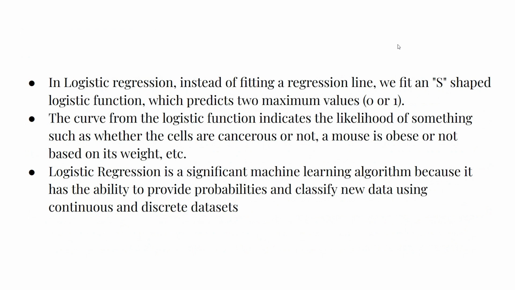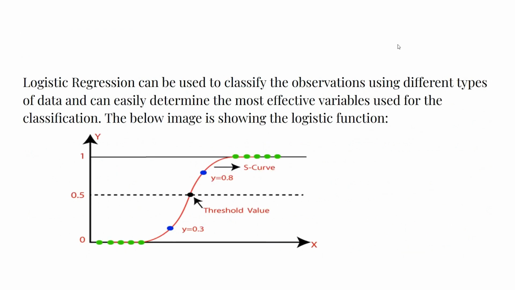Logistic regression is a significant machine learning algorithm because it has the ability to provide probabilities and classify new data using continuous and discrete data sets. Logistic regression can be used to classify observations using different types of data and can easily determine the most effective variables used for the classification. The below image is the S curve between 0 and 1.